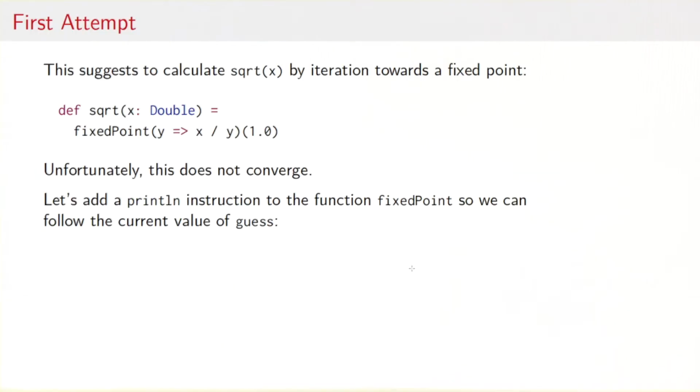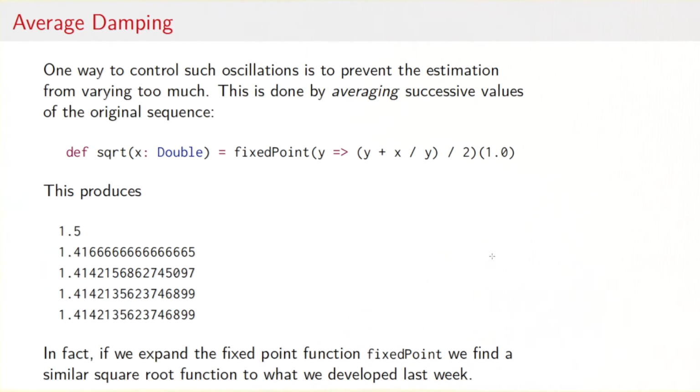So how can we do better? One way to control these oscillations that we were seeing is to prevent the estimation from varying too much. And one way to do this is by averaging successive values of the original sequence. So instead of going 1, 2, 1, 2, we take the average of two successive values, and that would give us 1.5, and that would set us on the right path to convergence.